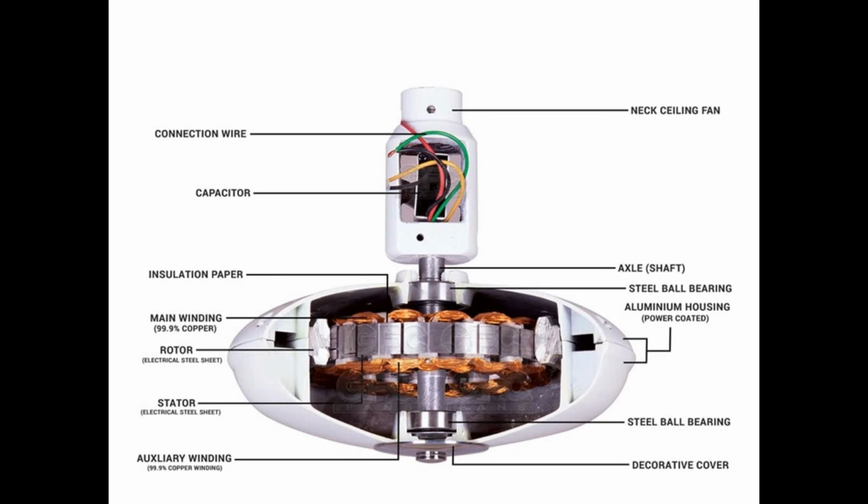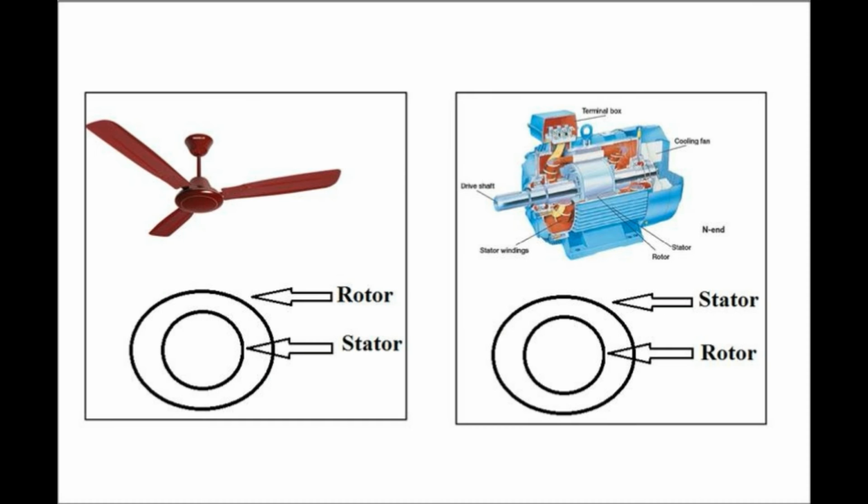So everyone, you should keep in your mind that we have to draw two circles. One is the stator and another one is the rotor. For that, in a ceiling fan, the outer part will be the rotor and the inner circle will be the stator. For the remaining applications, the outer circle will be the stator and the inner circle will be the rotor.